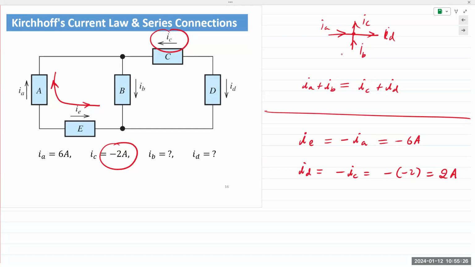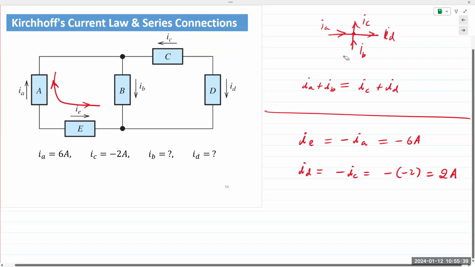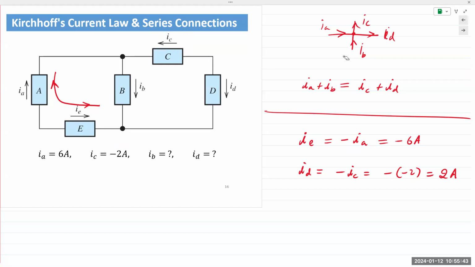I've often seen students get confused and they make an error in the problem. So I always strongly advise and strongly suggest, do not make any changes to what is given to you in the problem. Just stick with what you have and just write down the equations based on that. Okay, so ID is minus IC.